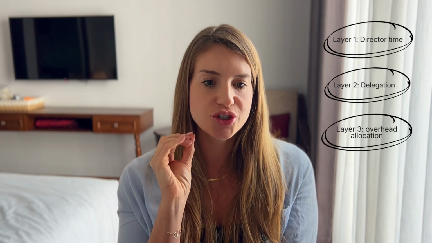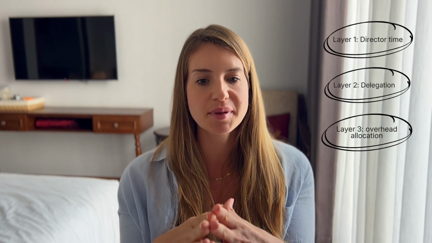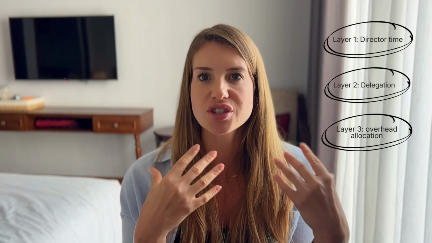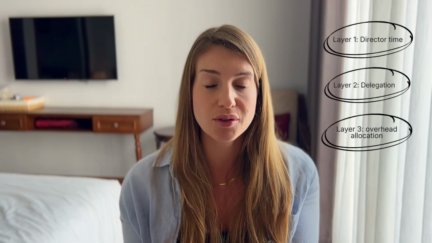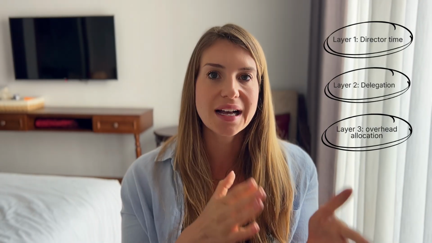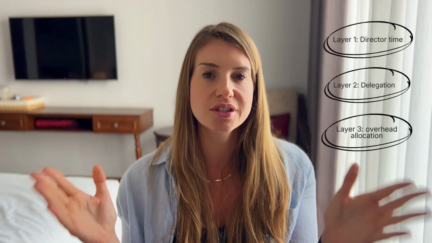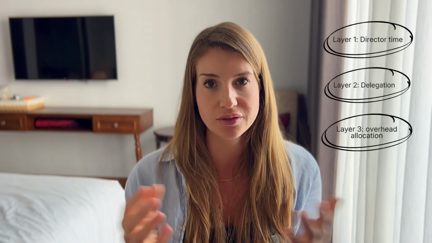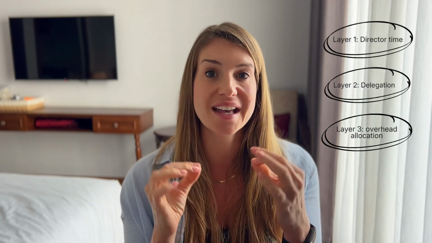Layer three is your overhead allocation. So this is really important because you have fixed costs for running your business, all the software subscriptions, insurance, your website, maybe if you rent a place for your studio. Add up your fixed costs during the year, and then you're going to split that by the number of projects that you usually take for that same year, and that gives you a per project overhead number.